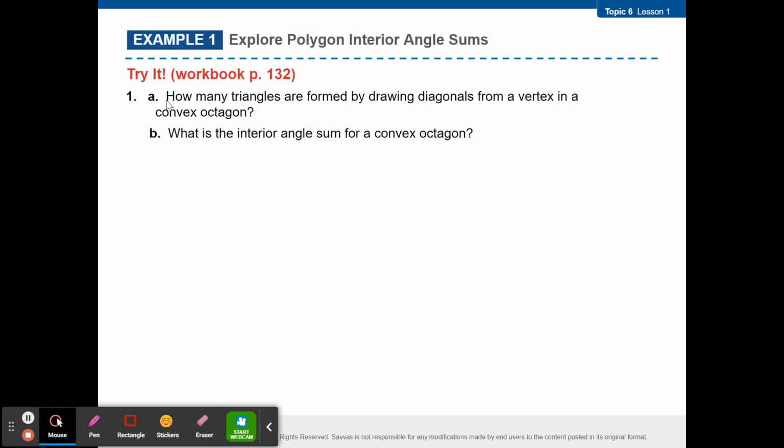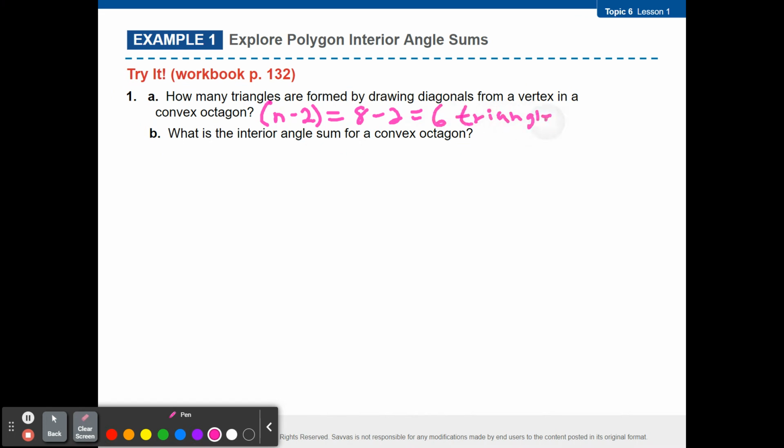All right, so try in your notebook. It says, how many triangles are formed by drawing diagonals from a vertex in a convex octagon? Now remember the triangles are n minus 2. So we're on page 132 in our companion. Octagon means how many vertices? 8. So this is going to be 8 minus 2, which means we have a total of 6 triangles. Okay, so that's just like the back part of it.